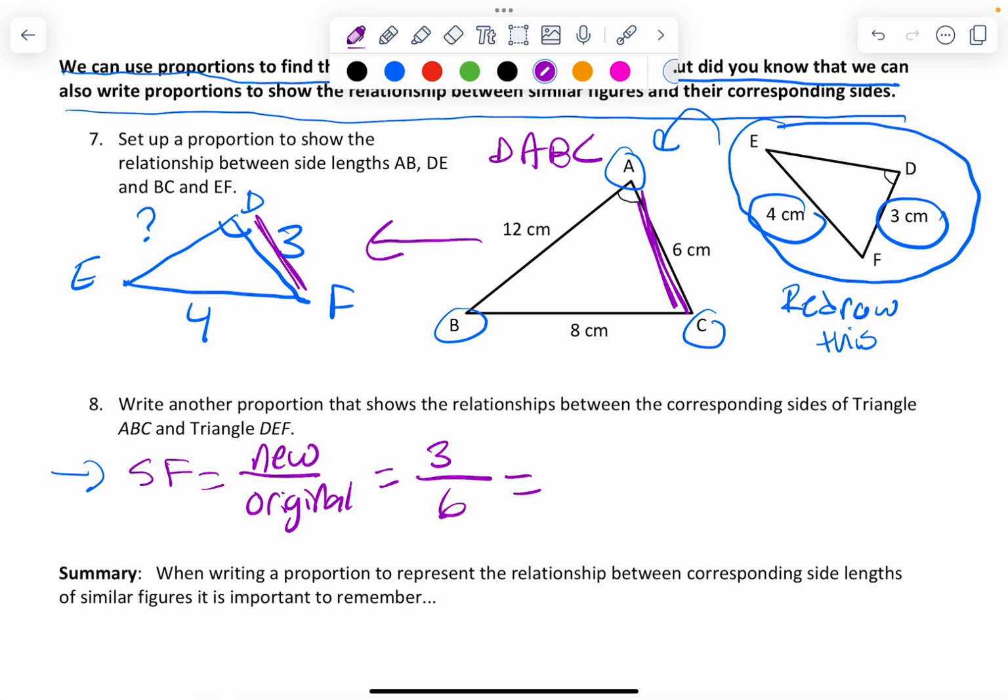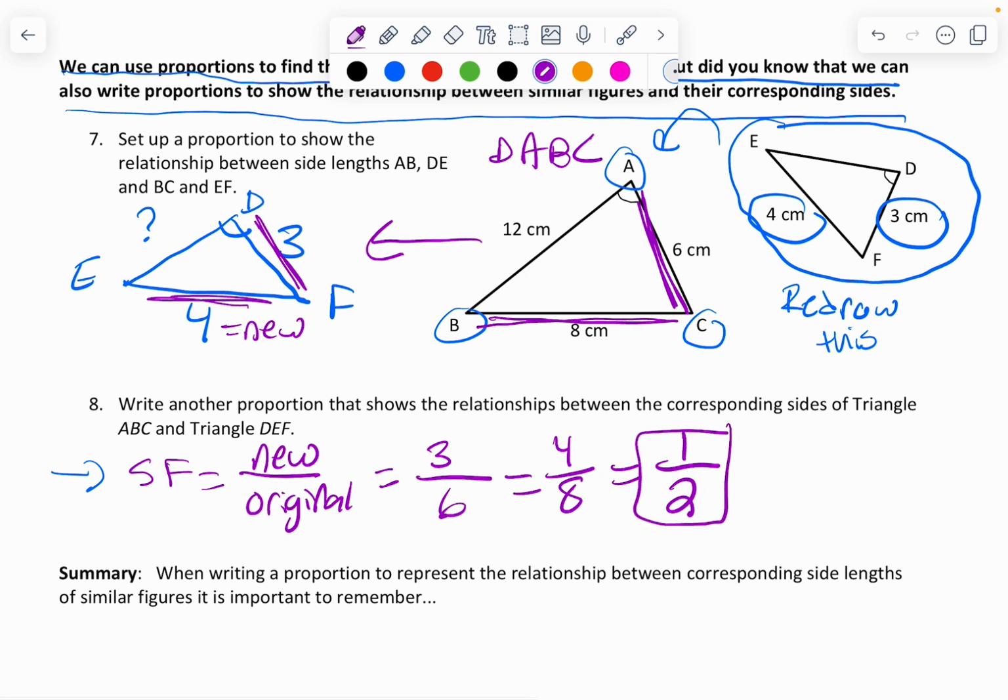Then let's check another side to make sure it works. Then I'm going to come over and say 8. And I'm going to say 4. Now what's my new side? That's 4. So it's going to go on top. So 4 over 8, okay? Now what do all of these simplify to? A scale factor of 1/2, right?